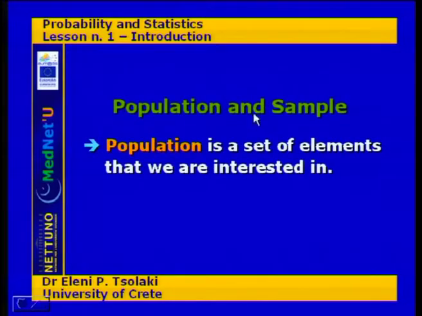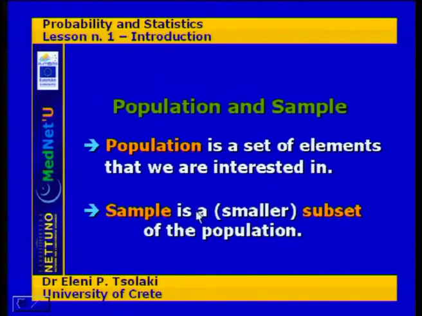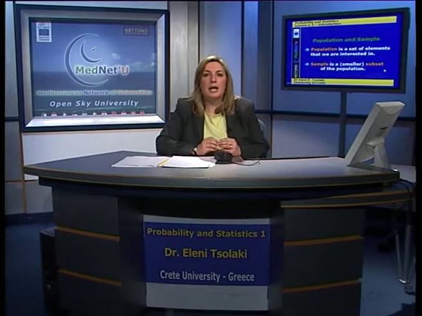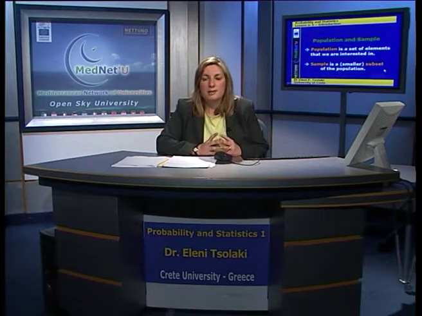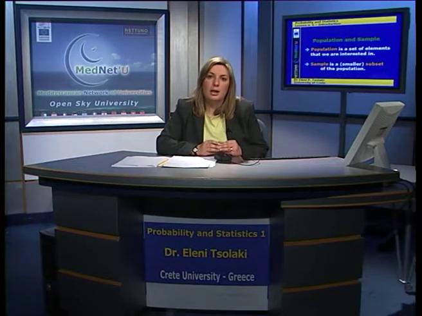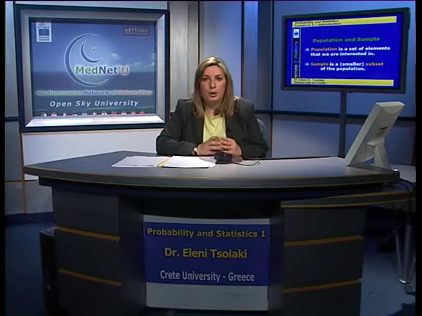So, the population and sample. The population is a set of elements that we are interested in, and the sample is a smaller group, a subset of the population. As we have seen, collecting the sample data is very important. It has to be, as we said, representative of the population. It has to keep the characteristics of the population.